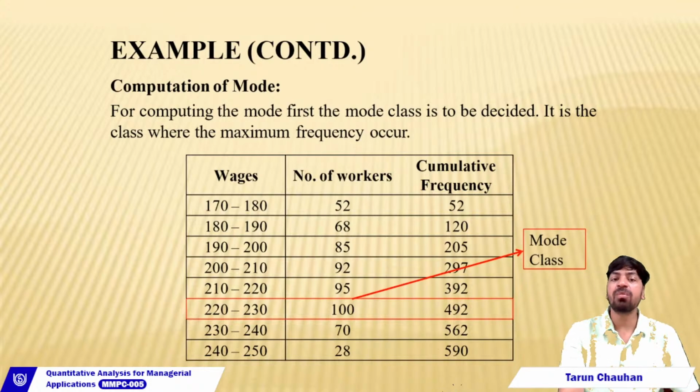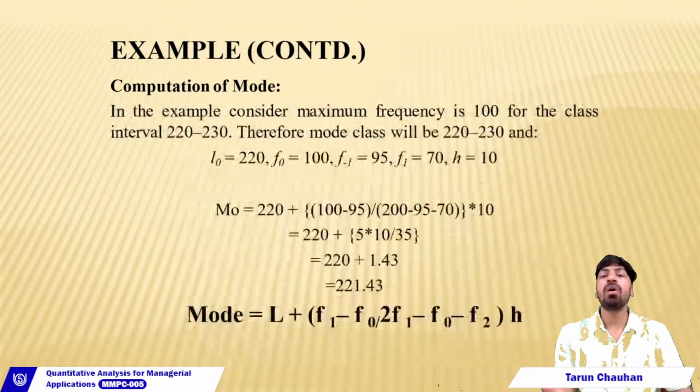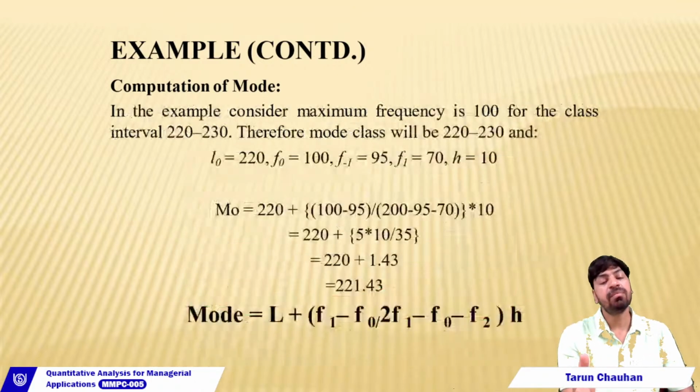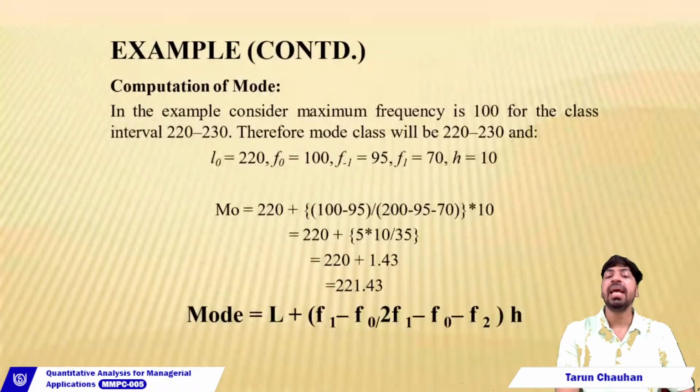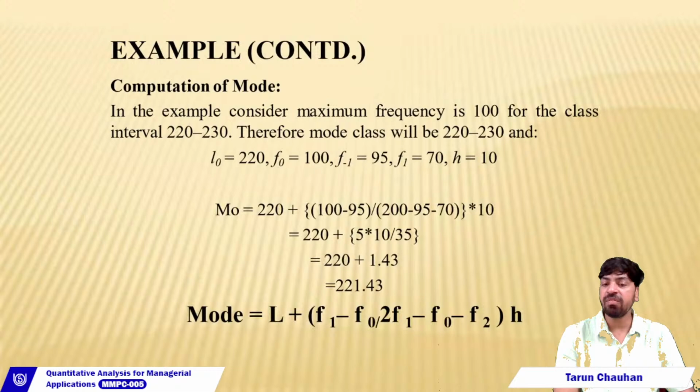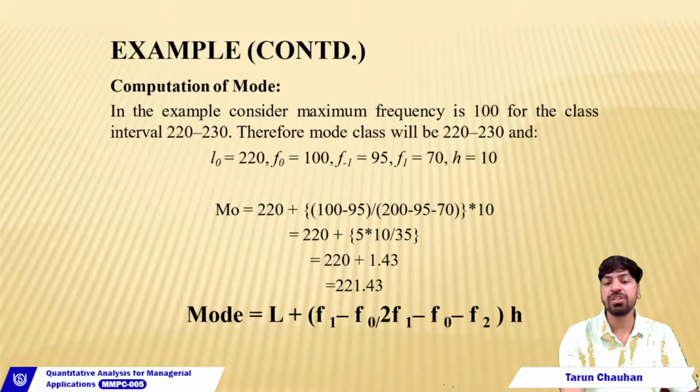So once we have the class, how do we calculate the mode in case of a continuous series? This is the formula given on the screen. L is the lower limit, plus F1 minus F0 by 2F1 minus F0 minus F2, into I. F1 is already shown to you, it's given to you.